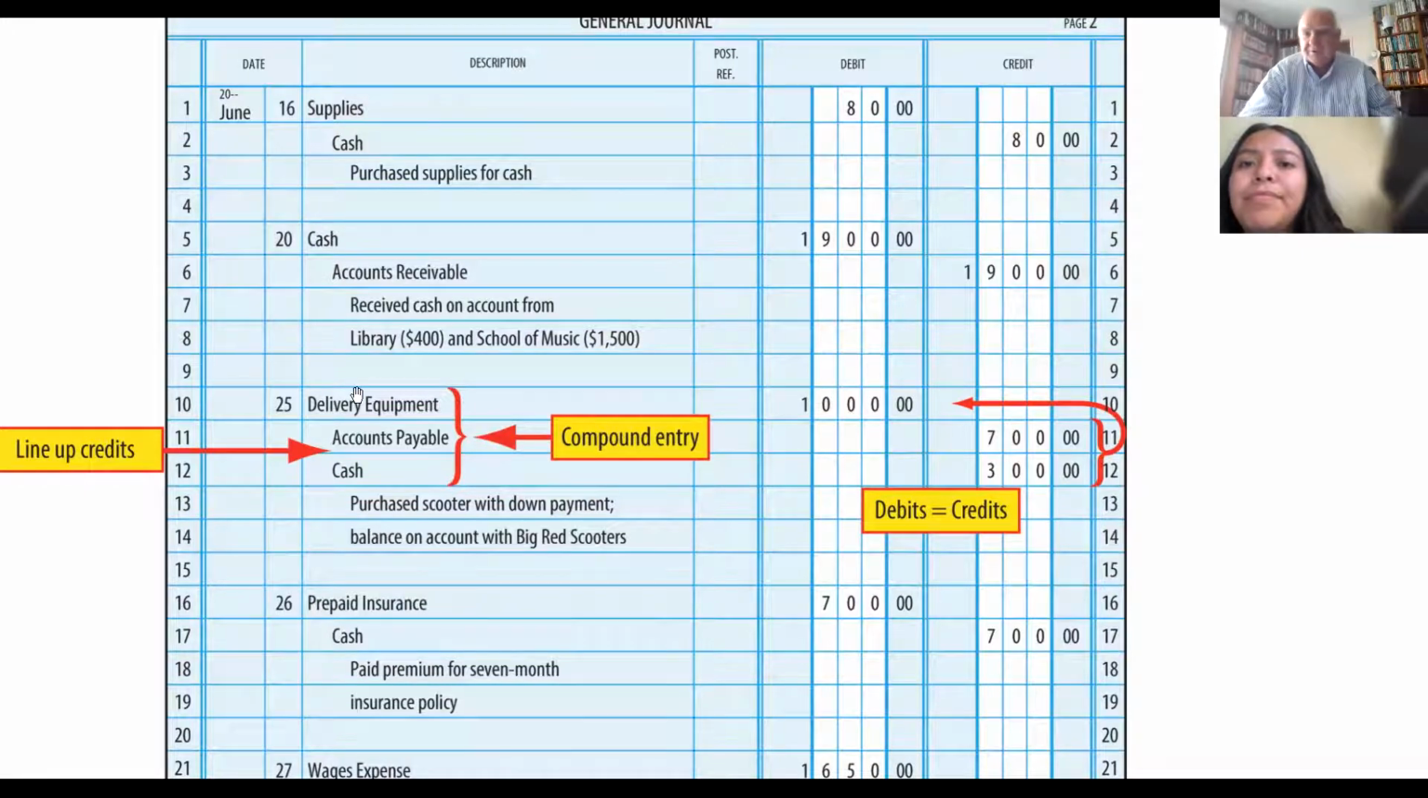Here's the compound entry they were talking about. Purchased a scooter with down payment. Well, we brought in a scooter, that's delivery equipment, that goes up with the debit. We paid cash, that goes down with a credit, and accounts payable goes up with a credit.